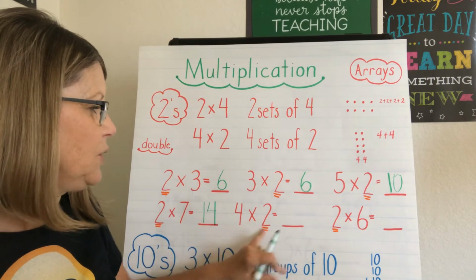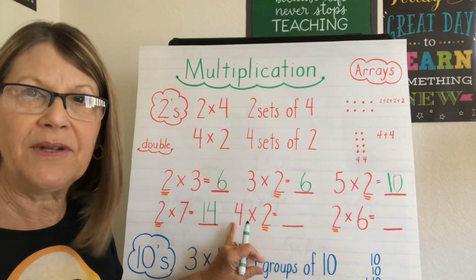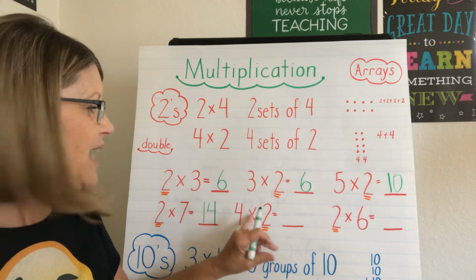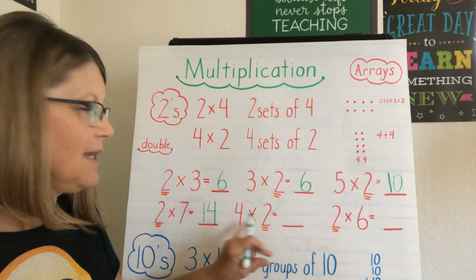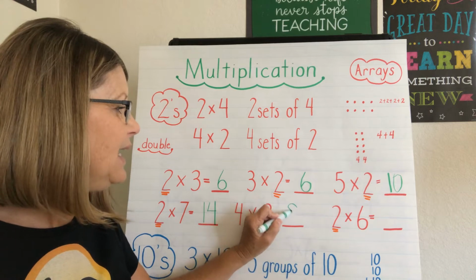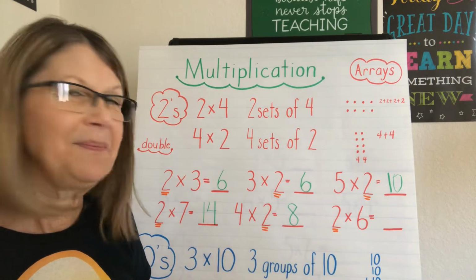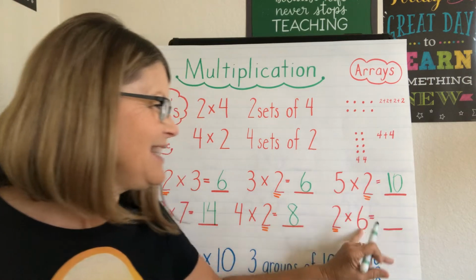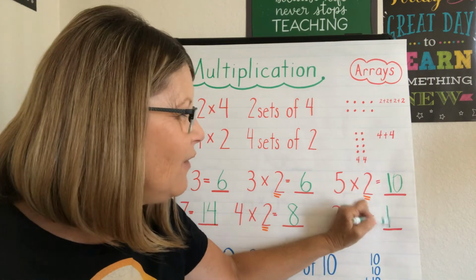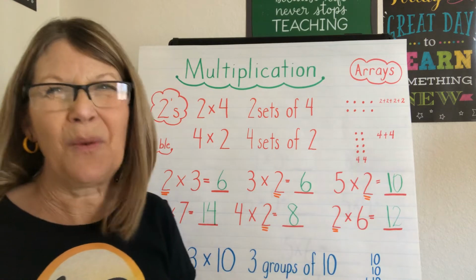4 times 2, there's my 2. I'm going to look at my other number and double it. That's what times 2 means. It means double. 4 plus 4 is 8. 2 times 6. 6 plus 6 equals 12. So 2 times 6 equals 12.